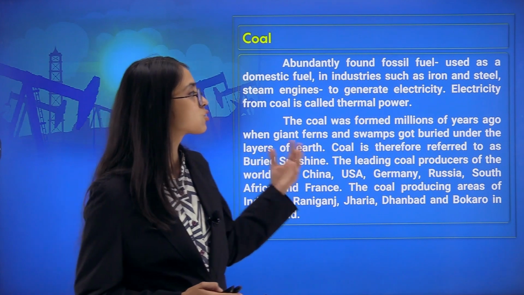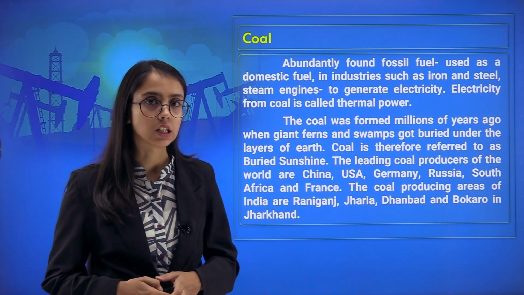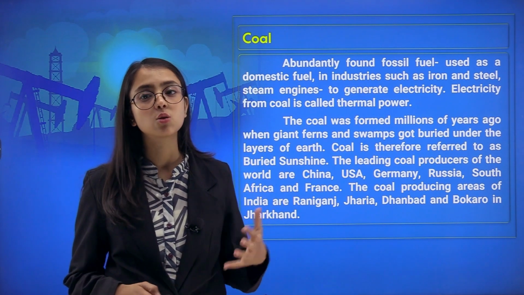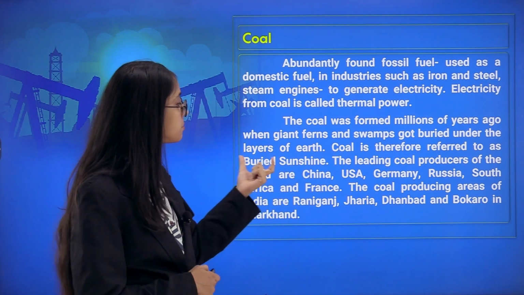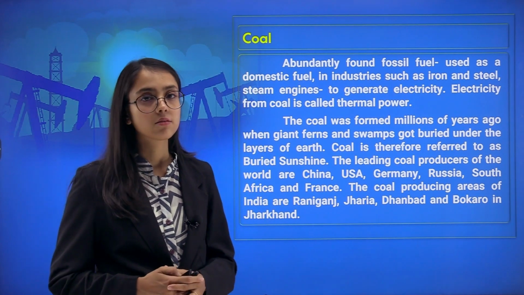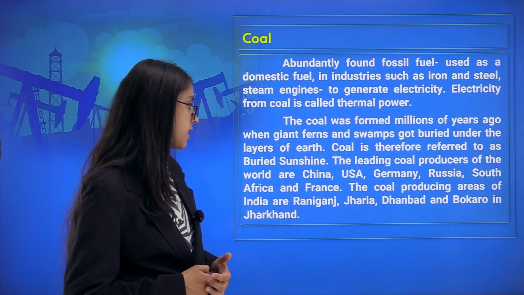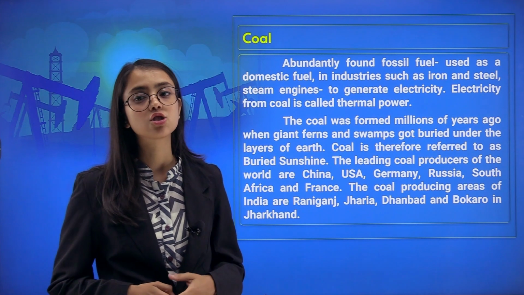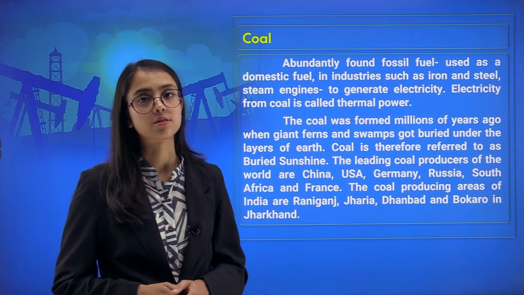Giant ferns, swamps, and dead and decaying animals got buried under the layers of the earth, and under pressure and climatic conditions it got turned into coal. Coal is also therefore known as buried sunshine. The leading producers of coal are China, USA, Germany, Russia, France, South Africa. And in India, parts of Raniganj, Jharia, Dhanbad, Jharkhand and Bokaro are rich in coal resources.